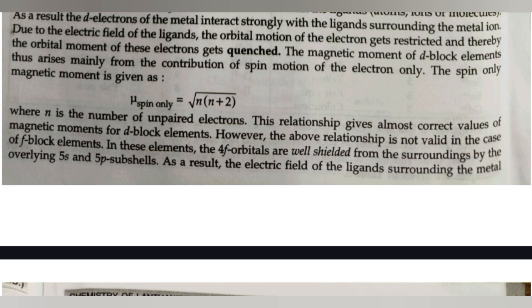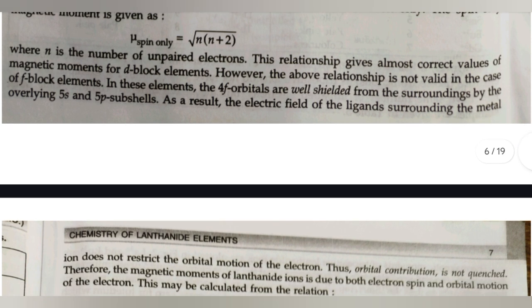The spin-only magnetic moment is given by mu spin only equals the square root of n(n+2), where n is the number of unpaired electrons. The relationship gives almost correct values of magnetic moment for d block elements. However, the above relationship is not valid in the case of f block elements.